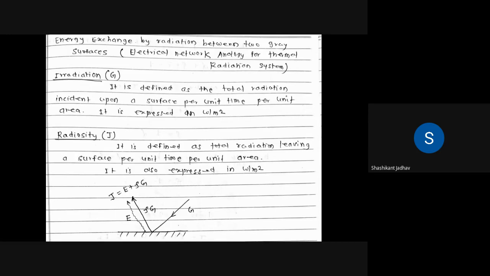Okay, then write down the next point, that is the next terminology, radiosity, and it is denoted by capital J. So all of you write down radiosity in bracket capital J. What is the meaning of this radiosity? Radiosity is defined as total radiation leaving a surface per unit time per unit area.